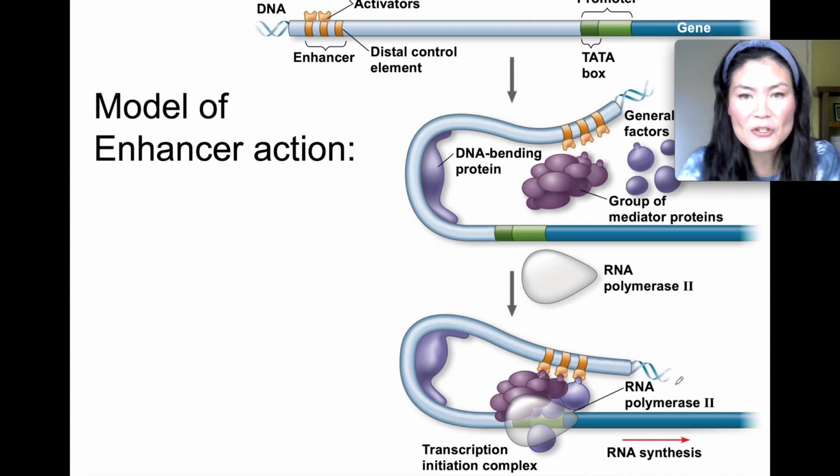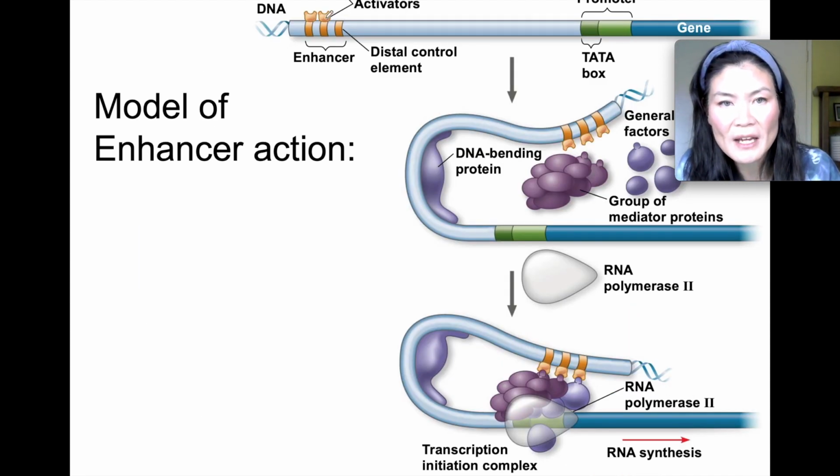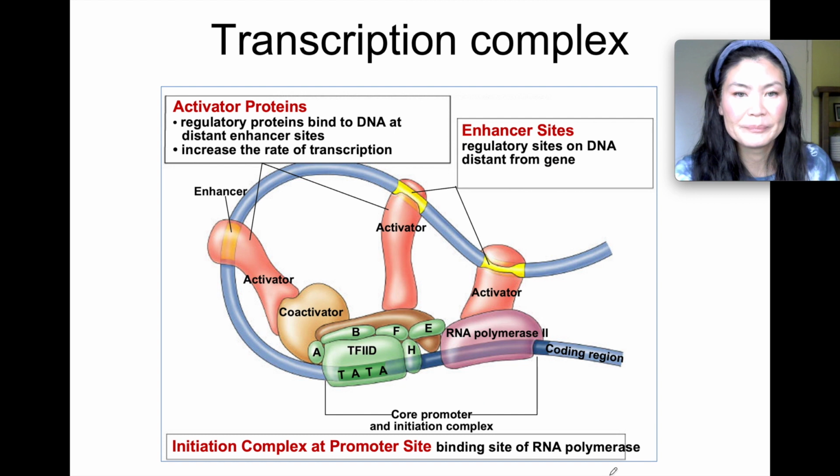So this picture is showing you, here we have the enhancer sequence. You have the activators binding to the enhancer sequence, and then you have a DNA bending protein. These are some transcription factors that are all going to come together, working together to get that RNA polymerase to bind to the promoter and transcribe the gene. And in transcription, mRNA is going to be made. That's what we mean by RNA synthesis.